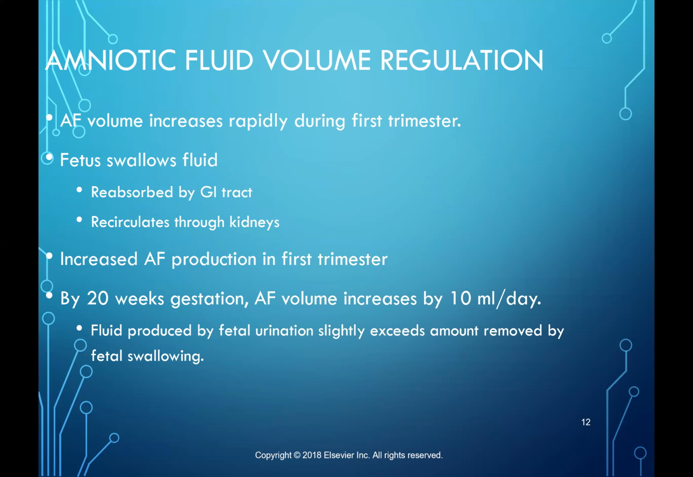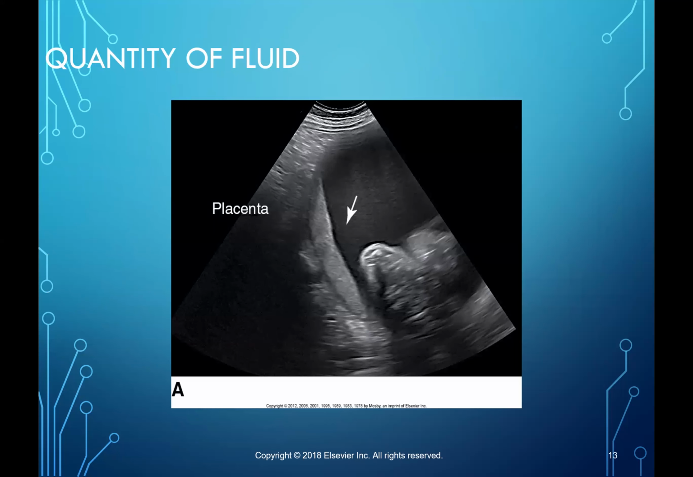Amniotic fluid production increases in the first trimester, and by 20 weeks gestation, amniotic fluid volume is increasing by 10 milliliters a day. The fluid produced by fetal urination slightly exceeds the amount removed by swallowing, so it increases the fluid. This is all the black is the fluid.